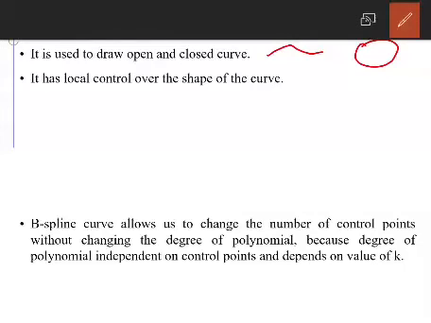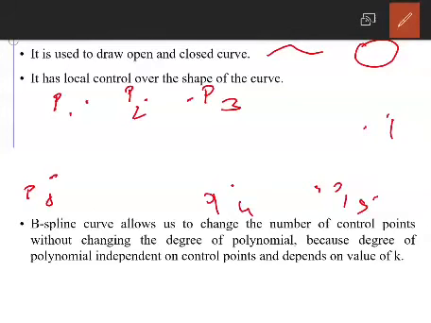For example, if we consider that there are 7 control points in this way, this is P0, P1, this is P2, P3, P4, P5 and this is P6. Okay, then we draw the control points in this way.